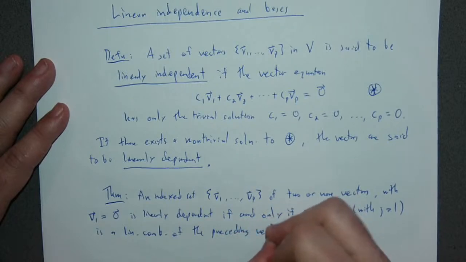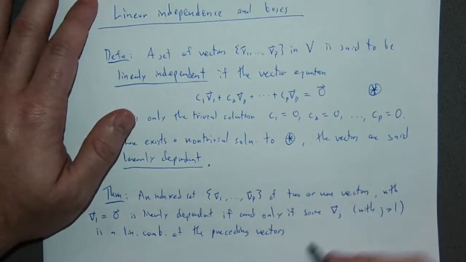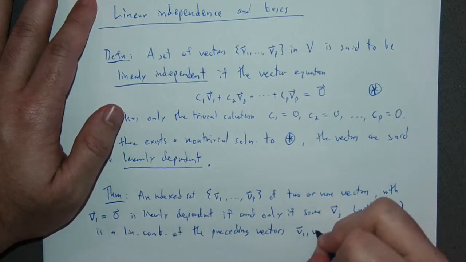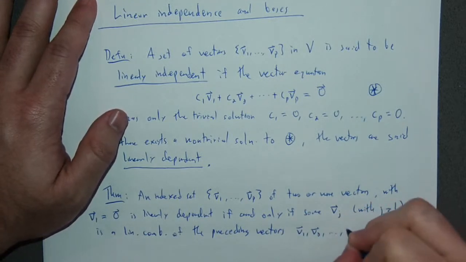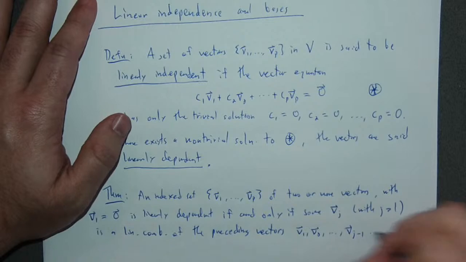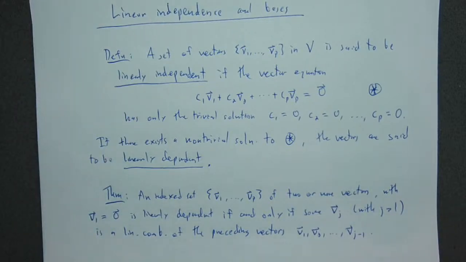Okay, so I'm going to give a warning after this. My warning is just like the warning before. This does not mean that every vector in a linearly dependent set can be written as a linear combination of the others, right? It just means that at least one of these is a linear combination of the others. So the same warning applies as before.